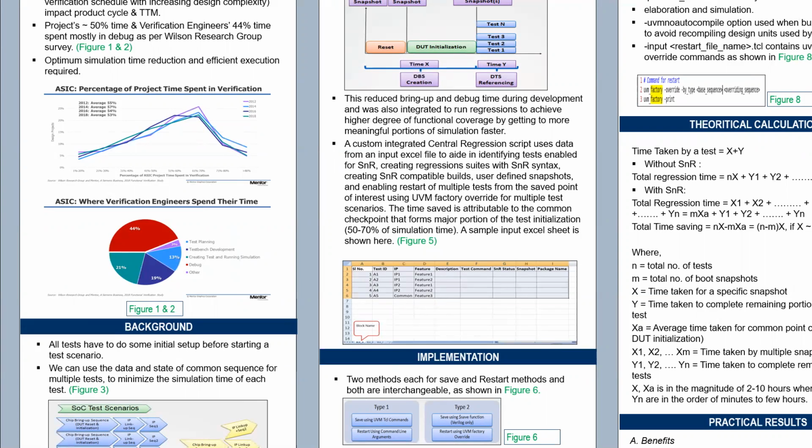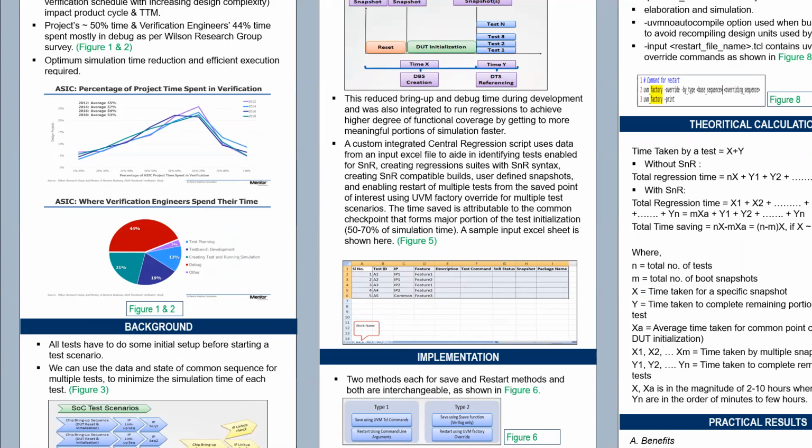Now, let me tell you about the background of the problem statement here. As the number of IPs and processors increases in a design, the verification scope increases. The typical SoC has anywhere between 5 to 10K tests. Most of these test scenarios will run for hours and hours before they fail. Now, simulators have advanced, but a lot of time is still spent waiting for the test to complete. This amounts to a lot of simulation overhead.